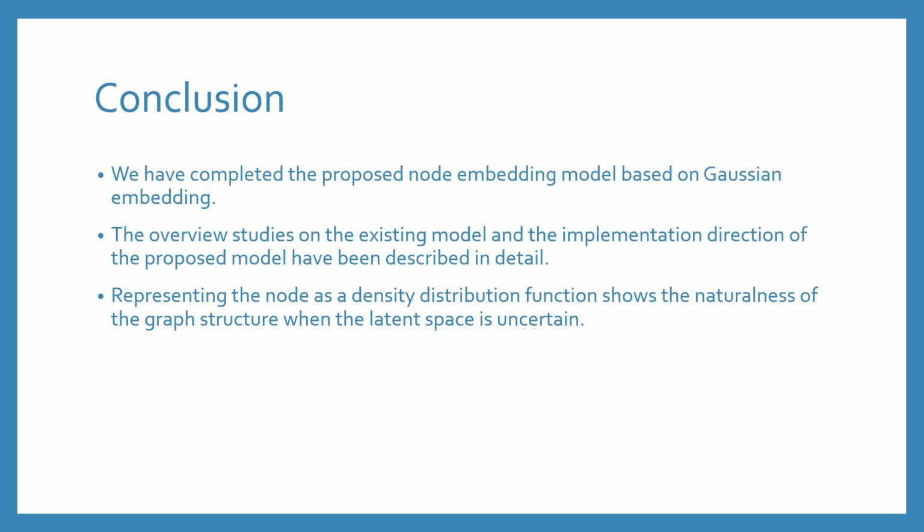So in conclusion, we have completed the proposed node embedding model based on Gaussian embeddings, the overview study on the existing models and the implementation direction of the proposed model has been described in detail, and representing the node as a density distribution function shows the naturalness of the graph structure when the latent space is uncertain.